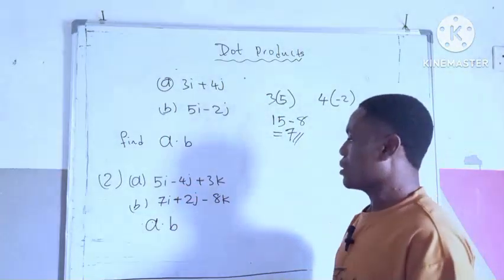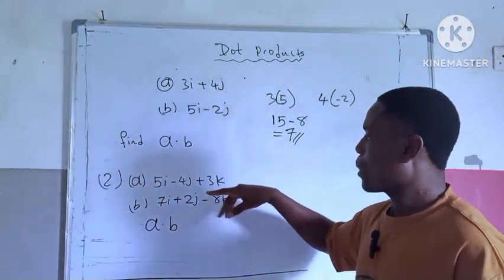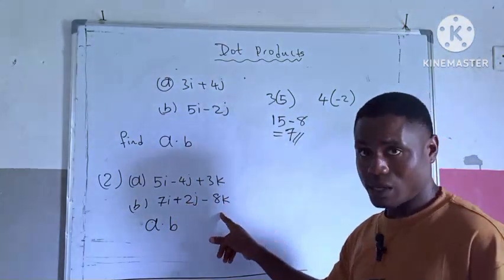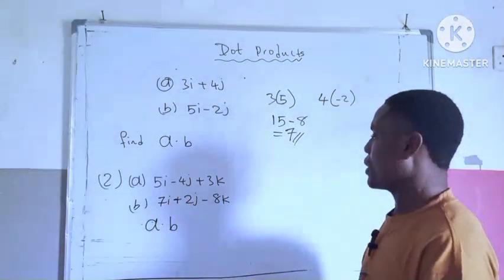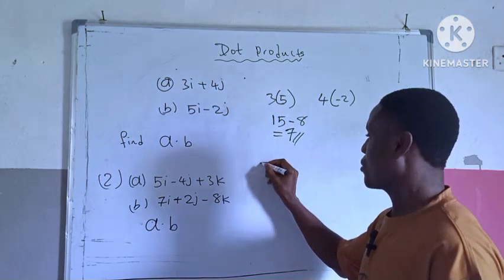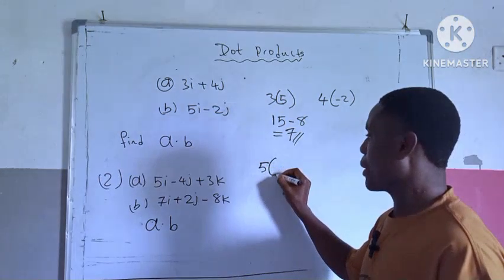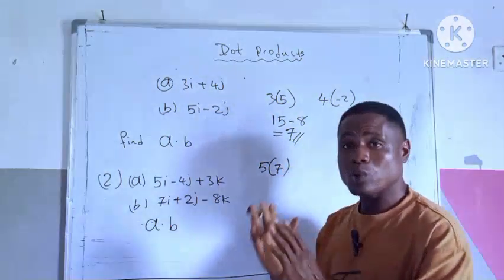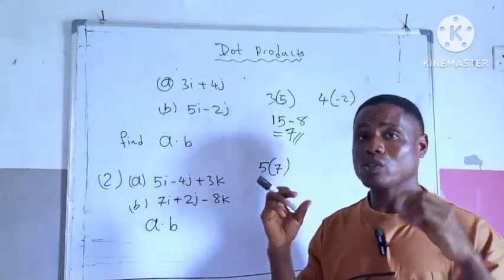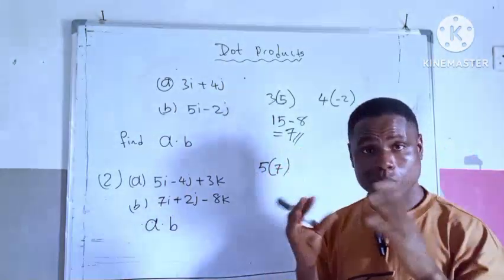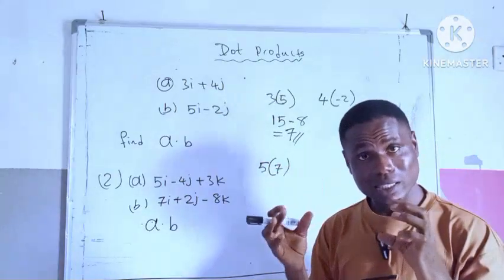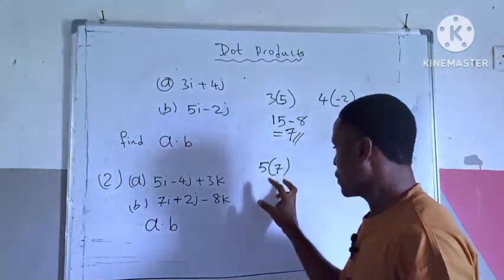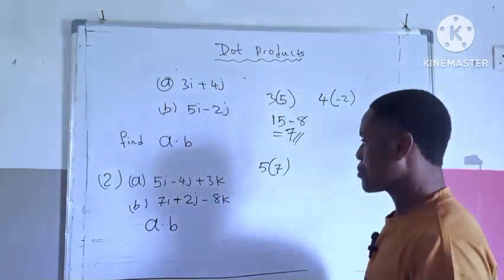So let's collect like terms. 5i and 7i, this and this, and k and k. So let's start from the i, that is 5 multiplied by 7. You know, this one is talking about product, multiplication, so everything you are doing is multiplying them together. So this is the first part, for i. So let's come to j.